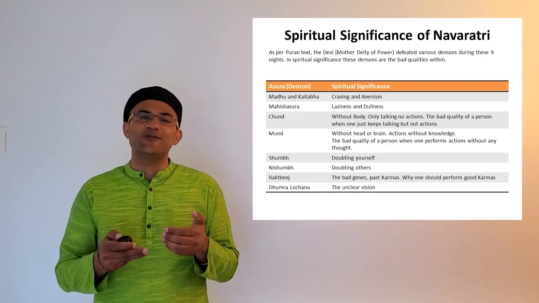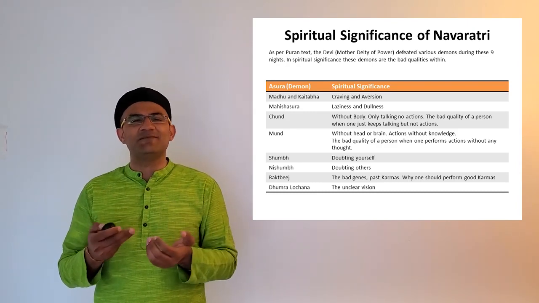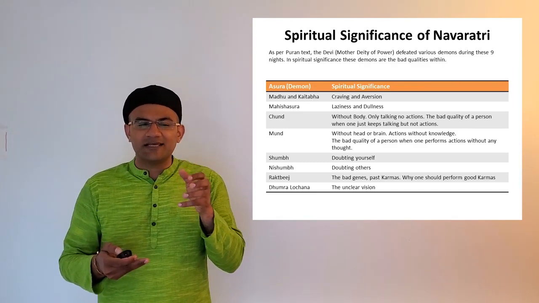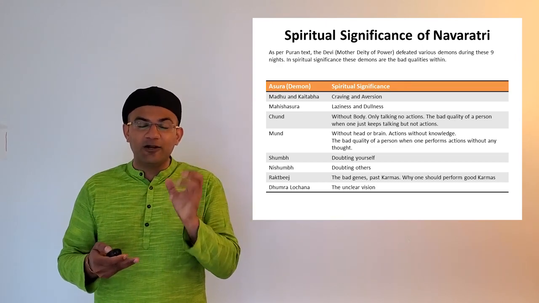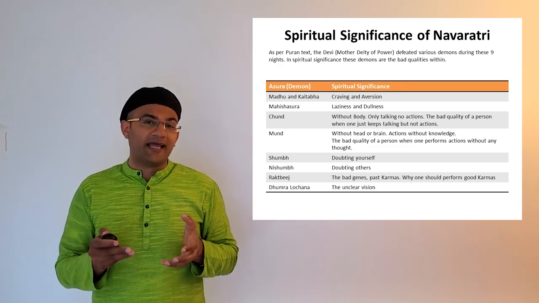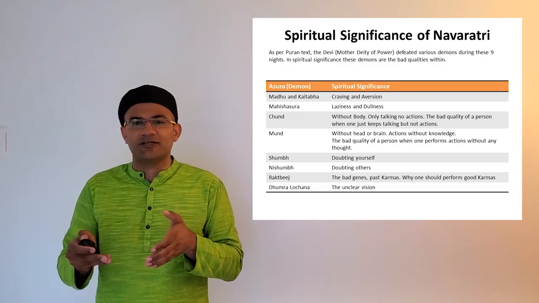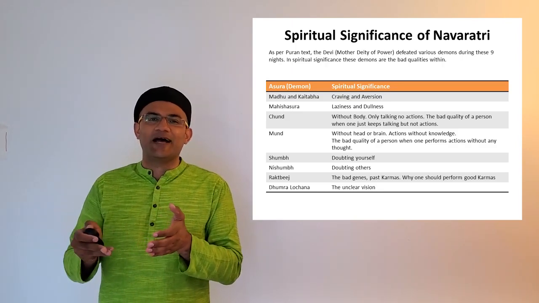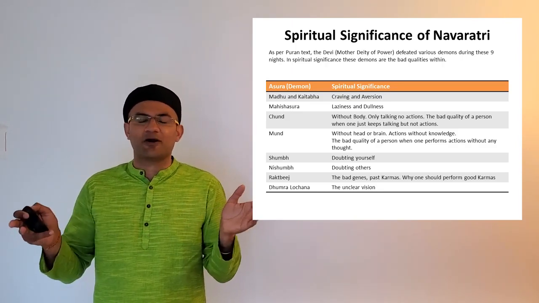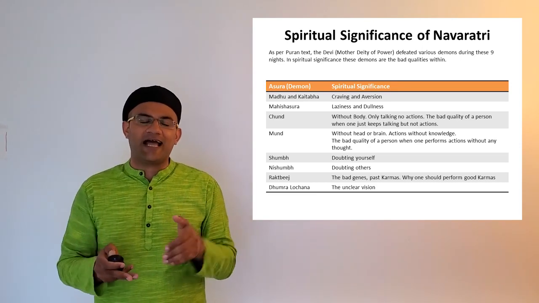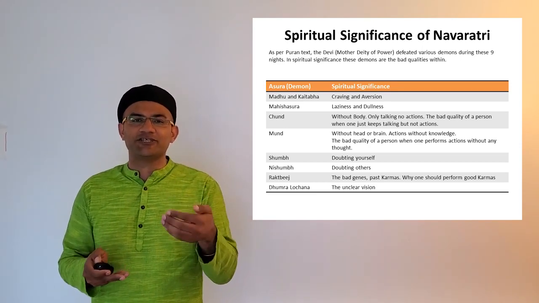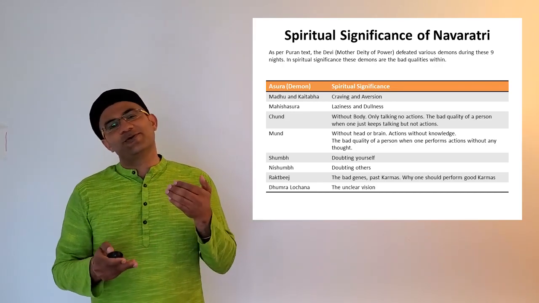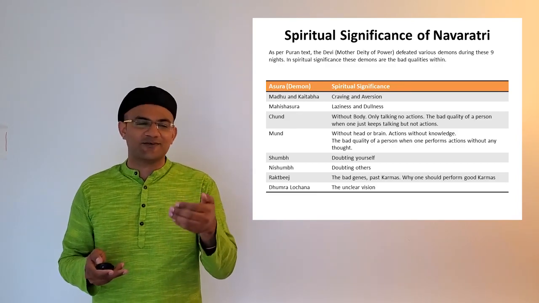And Dhumra Lochan. Dhumra Lochan is another demon in the Durga Saptasati. Dhumra means unclear, and Lochan means eyes, the vision. So when you have unclear vision, you can't see things very clearly. You have doubt, you have many problems. To avoid that, have a clear vision of what your goal is. So kill that Dhumra Lochan you have inside. Navaratri is telling us the significance of all these demons.